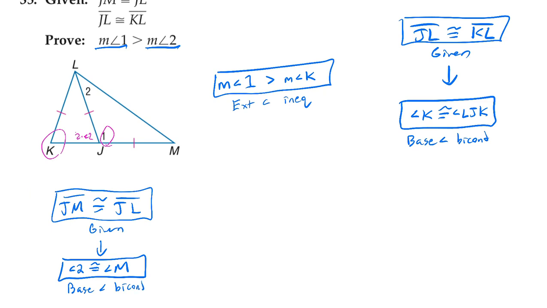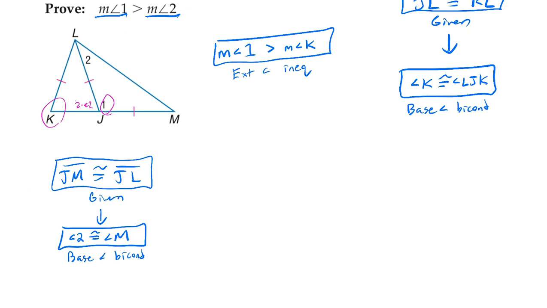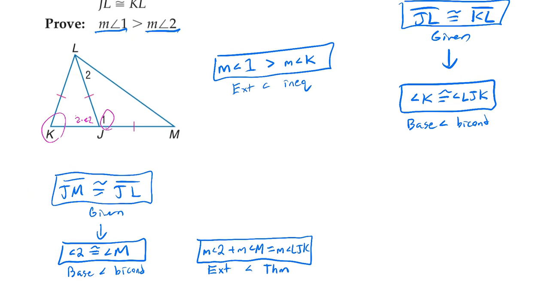Okay. And now we could separately say we have the exterior angle theorem, which is bringing in four separate tracks of logic here. This is really cool. So the exterior angle theorem, not inequality, says the measure of angle 2 plus the measure of angle M equals the measure of angle LJK. Okay, that was the exterior angle theorem. And now you're starting to see maybe how this comes together, right? We have this measure of angle K, and over here we have this LJK. We're going to put these together, okay?